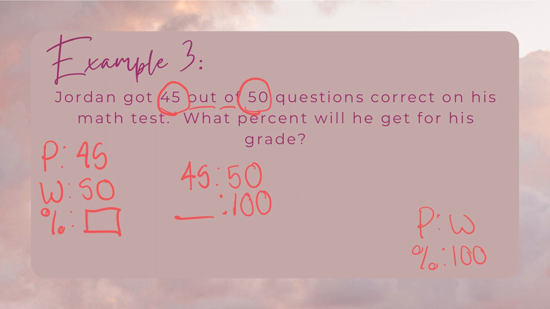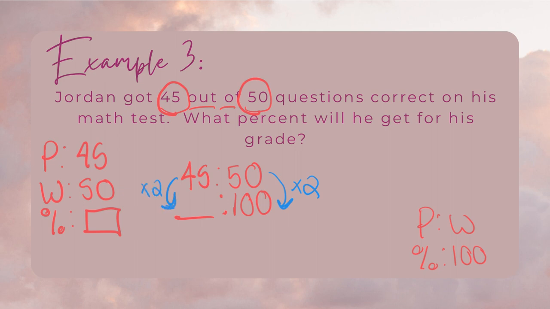And again, we need to find a relationship here. Before I say it, think, do you see a relationship between any of these numbers? I see a relationship. I know that 50 times 2 is 100. So I'm going to write that relationship in right now. 50 times 2 is 100. So next, we need to do the same thing to the other side of our ratio.